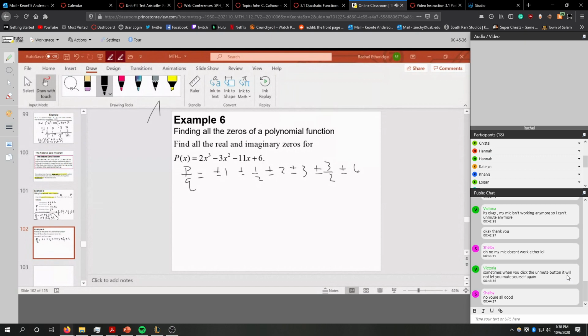This is how I do it. I don't use synthetic division until I have to. I just test these numbers. First I'm going to test P of 1. I'm going to plug in a 1.